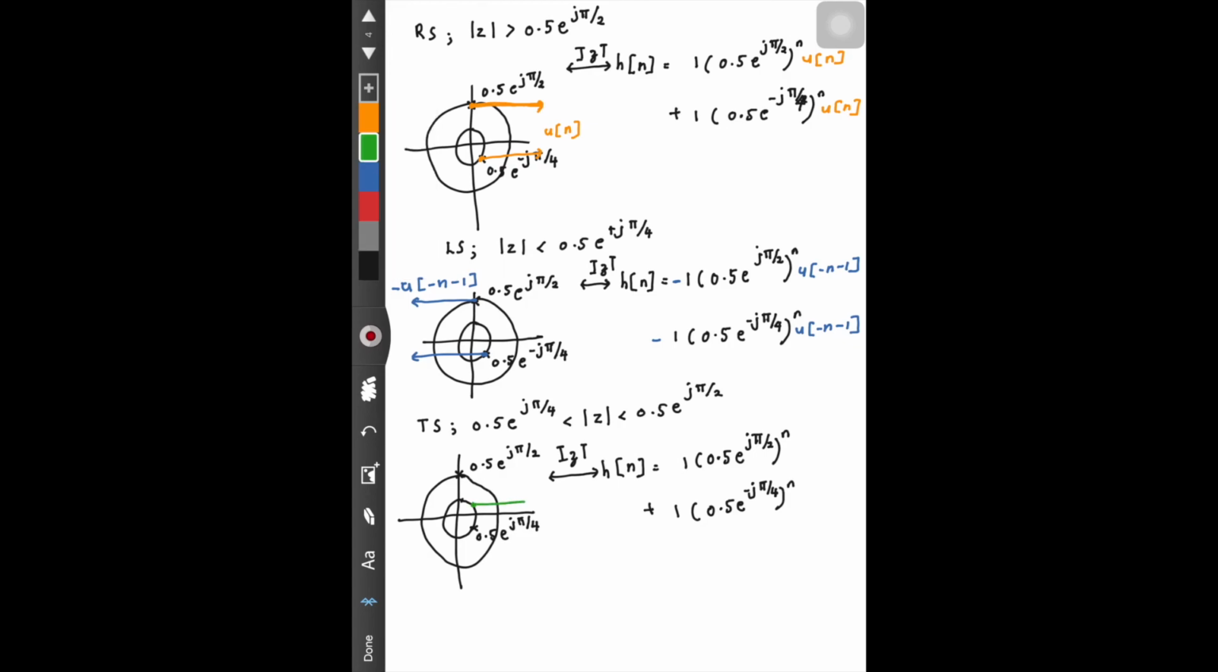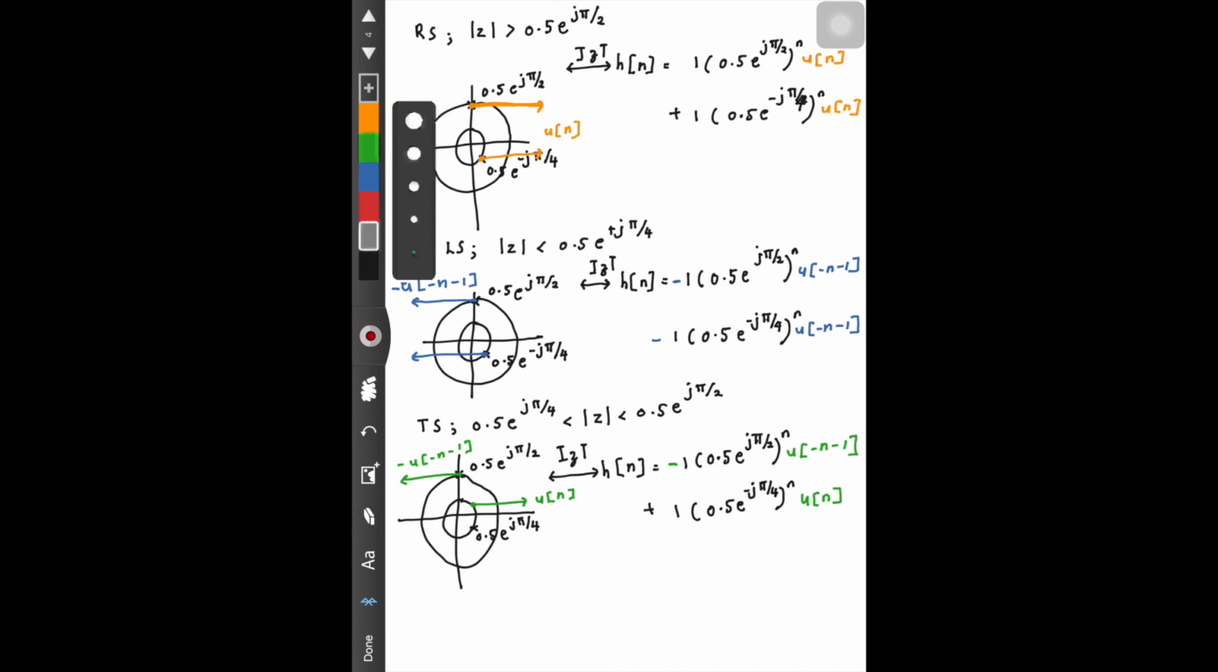Okay, so for two-sided, the innermost pole will approach to the right and the outermost pole will approach to the left. So the innermost pole is to the right, and the outermost pole approaches to the left.